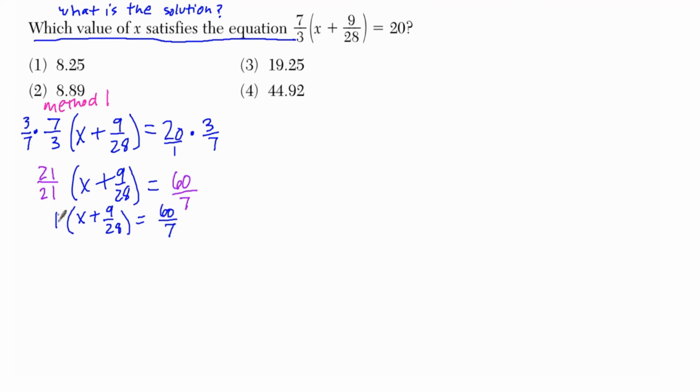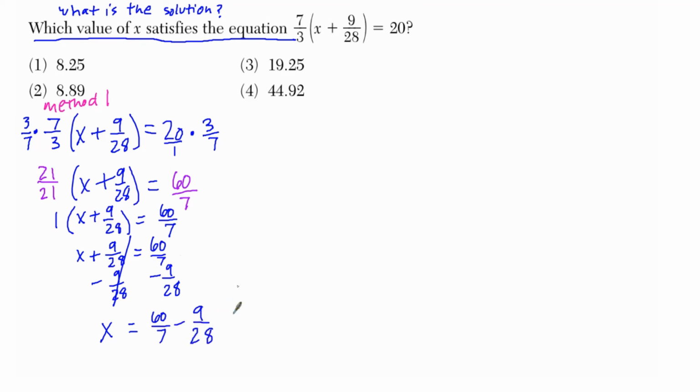We can't simplify that any further. And whenever we have 1 in front of a group of parentheses, we can just distribute the 1 through, which in effect allows us to drop the parentheses. So we have x plus 9/28 is equal to 60/7. And at this point, we have x plus some constant is equal to another constant. In order to solve for x, we can subtract that constant from both sides of the equation. And that will remove that and give us 0. So we'll have x plus 0, or just x, is equal to 60/7 minus 9/28.